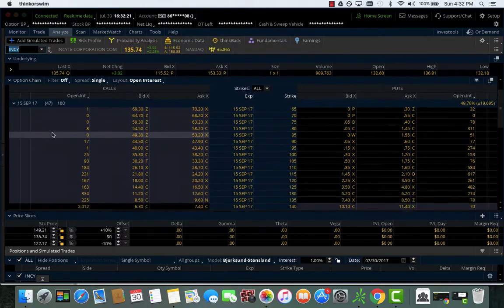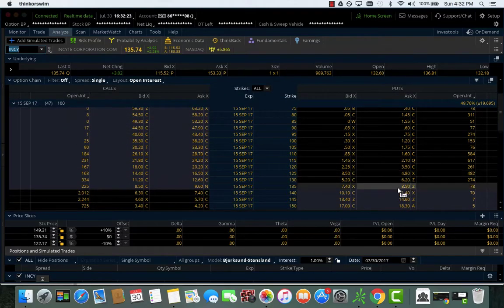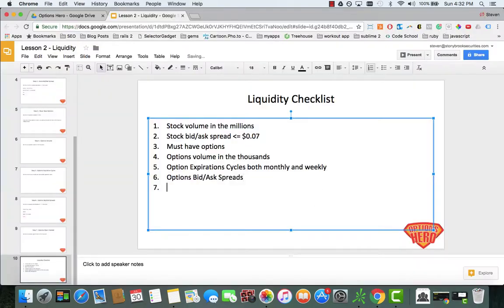Just to enter the position. Again, so we look at INSEE. $1.10 wide. You're going to have to pay up money and be an immediate loser just to execute the trade. So we're going to stay away from that, right? And the 7th step is options open interest in the thousands.